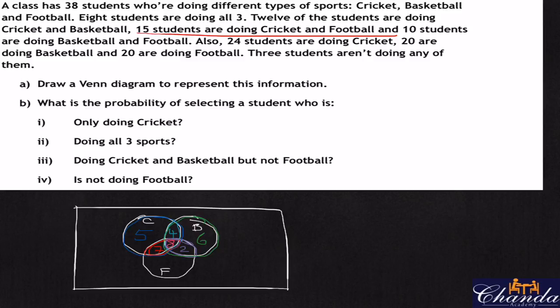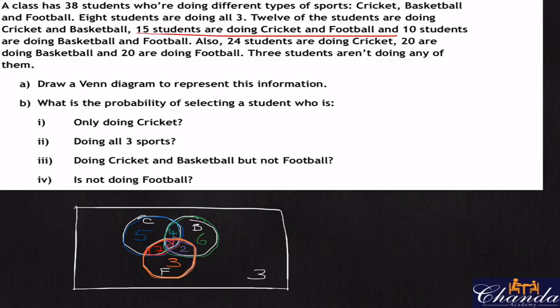And then finally, let me use a different color again. Let's use an orange this time. We have 20 doing football. So let's cover that. That already has 8 plus 7, 15, plus 2, 17. So we need another 3 to be doing football there. And then finally, it says 3 students aren't doing any of them. So let me revert back to my trusted white color, and we have the 3 sitting outside of those 3 circles.